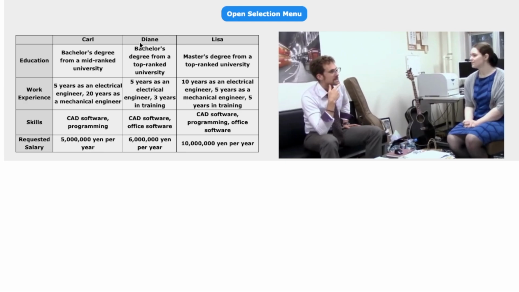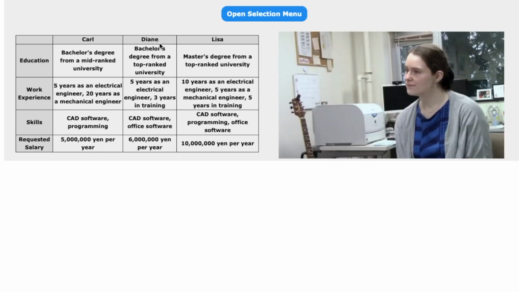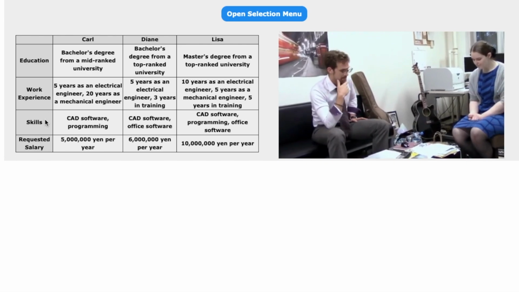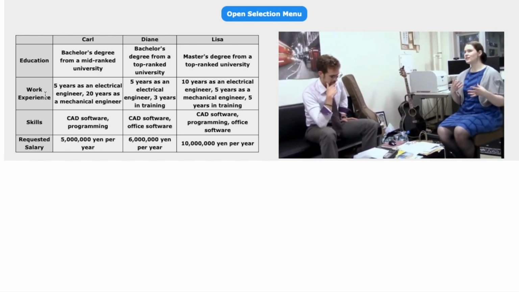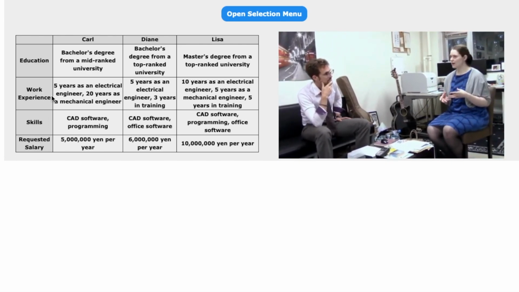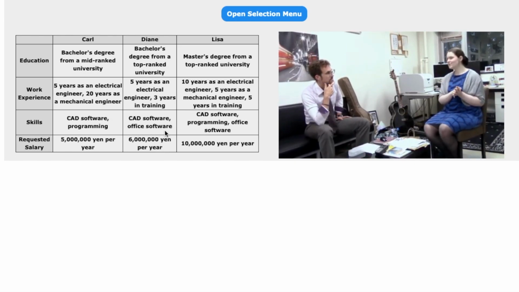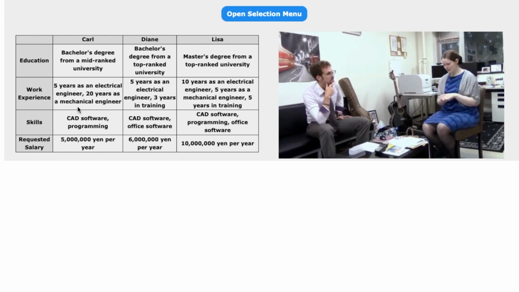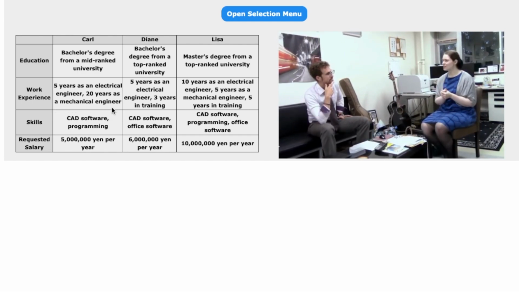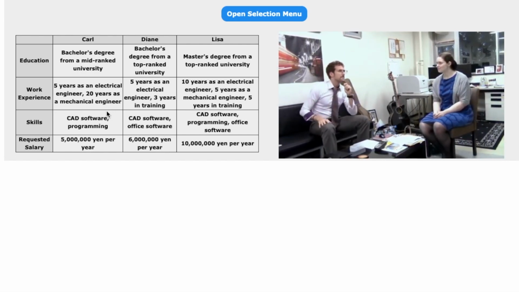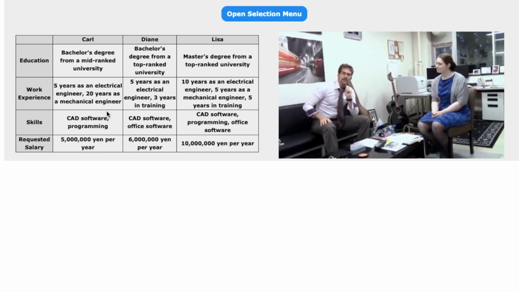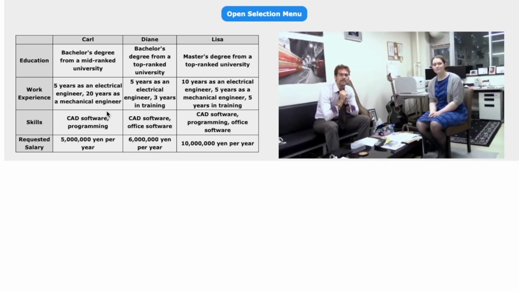I see. Let's talk about the skills and experience they have that would be the most beneficial to us then. Well, the ability to use Office software would be useful. However, I don't think mechanical engineering experience is relevant to this position. All right then. Help us out now. Who do you think we should hire?